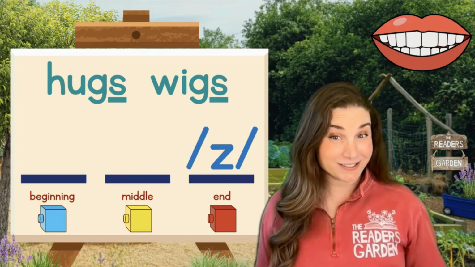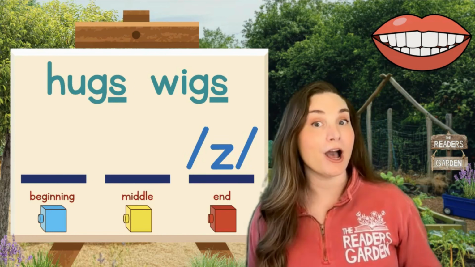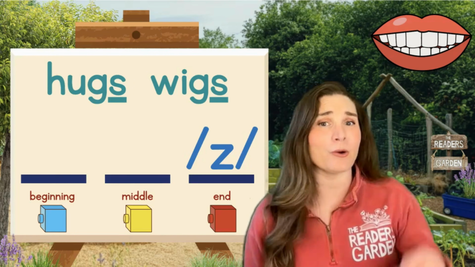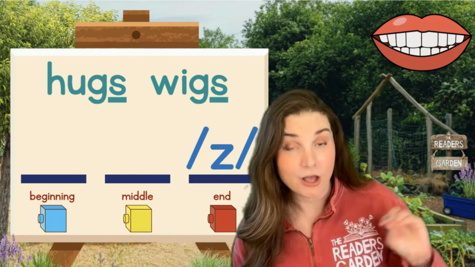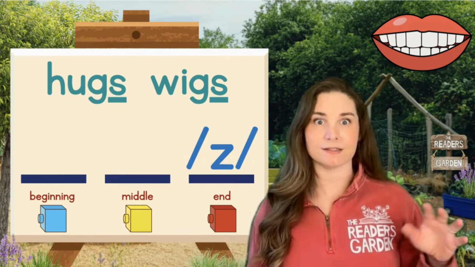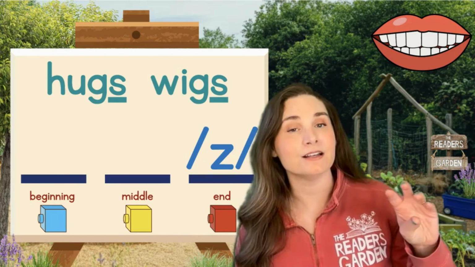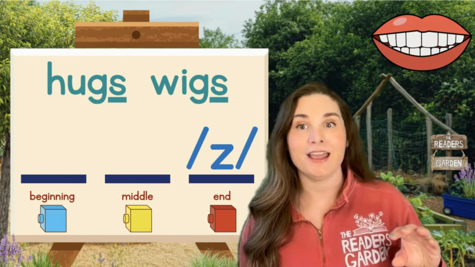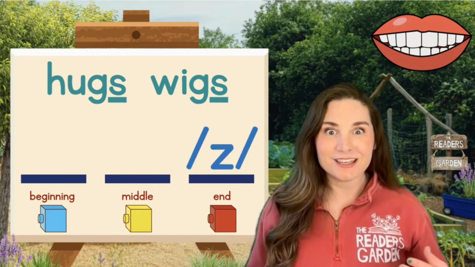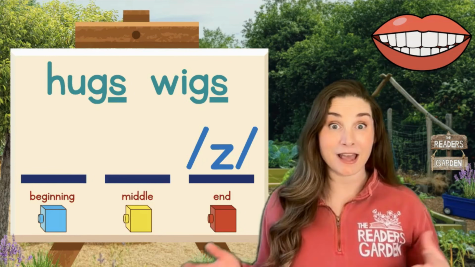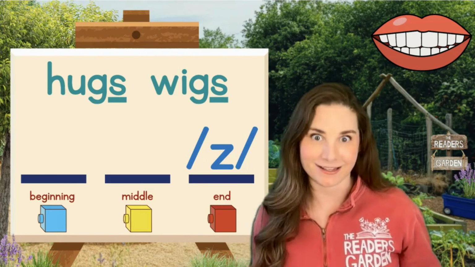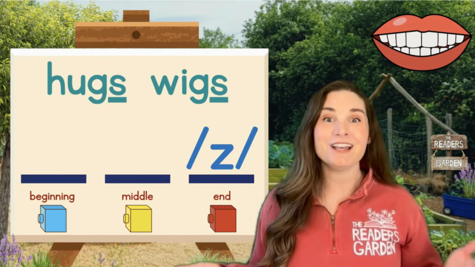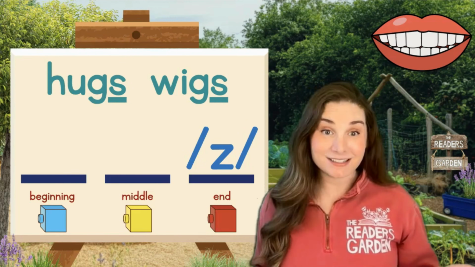Do you remember how we also learned that the letter S can sometimes spell Z at the end of some words, such as in the word hugs, or the word wigs, w-i-g-z, wigs. In those words, we hear the Z sound at the end of the word, but it is being made by the letter S, which we had already learned, and now we know that S and Z can make the same special sound.